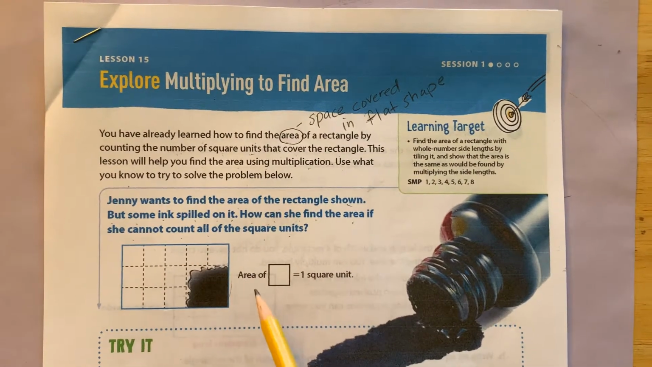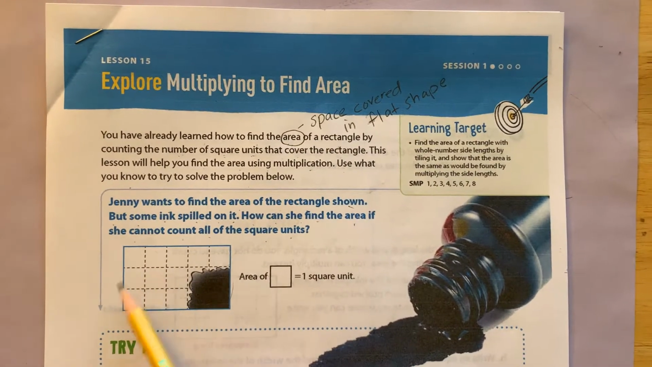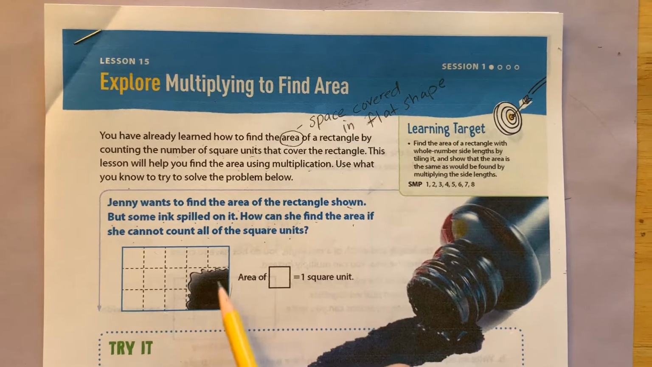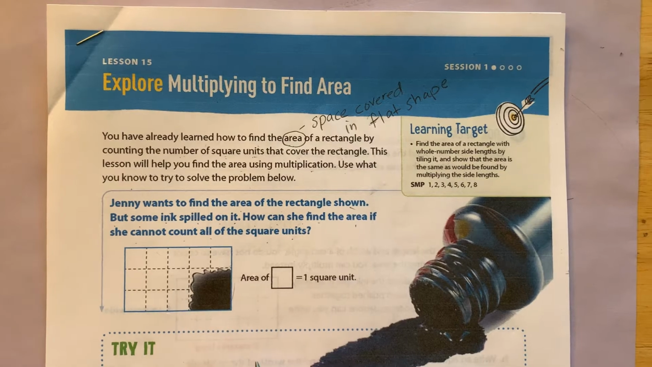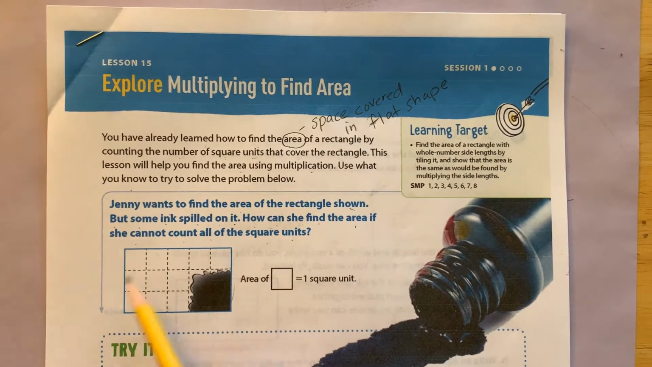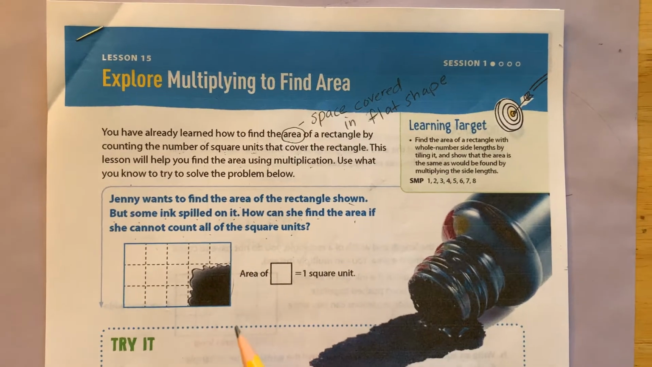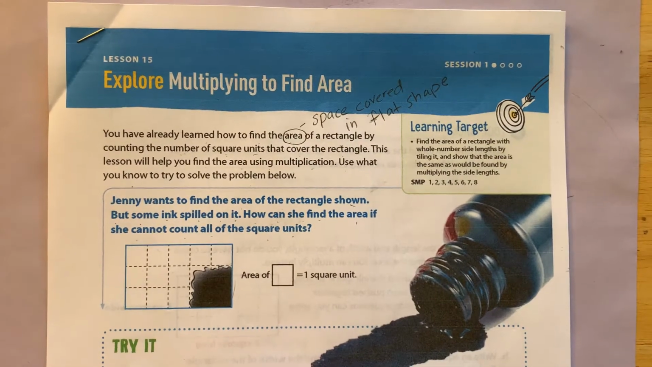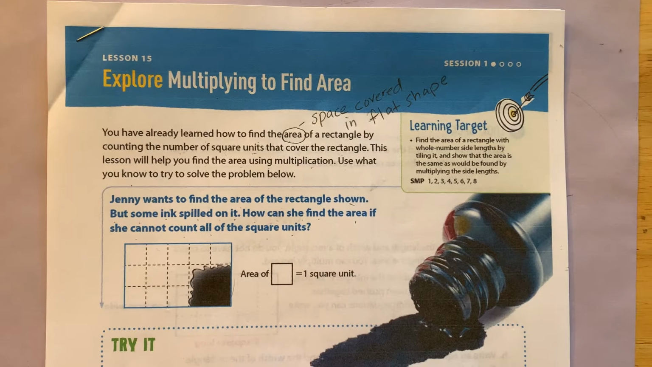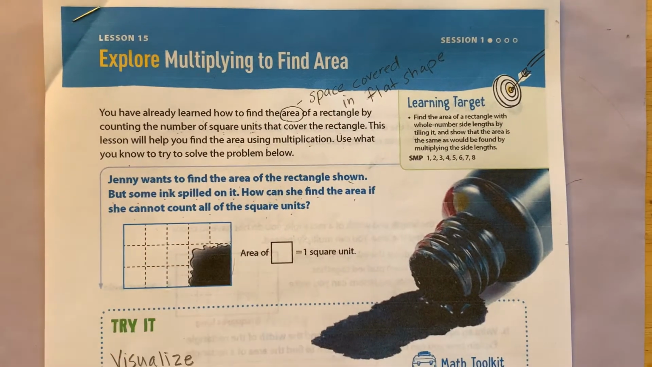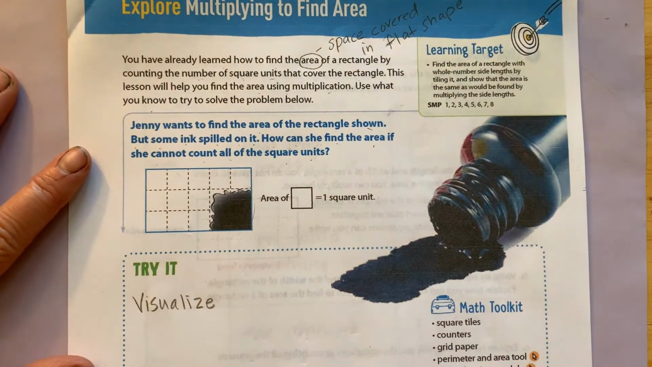Remember in our last lesson, we were able to count the squares in order to find the area. But now some ink has covered up some of our squares. How would you find this area? Go ahead and pause the video for a minute and think about what is the area of this rectangle and how did you find it? Okay, welcome back.